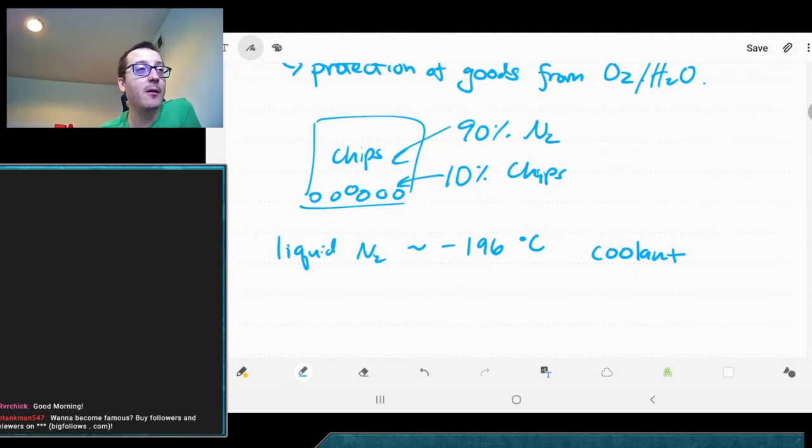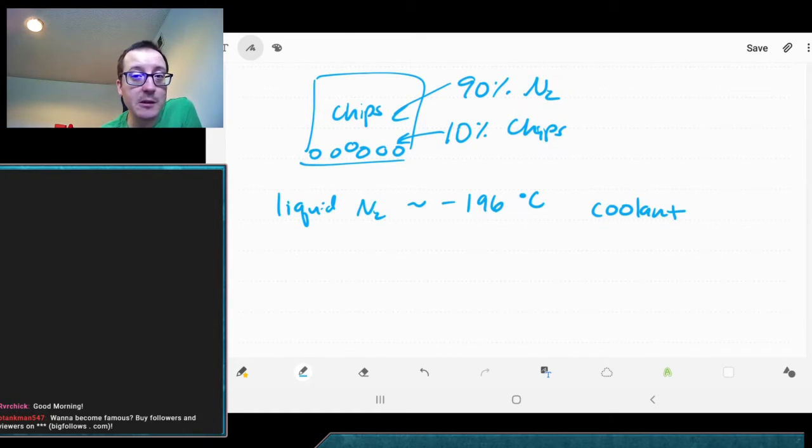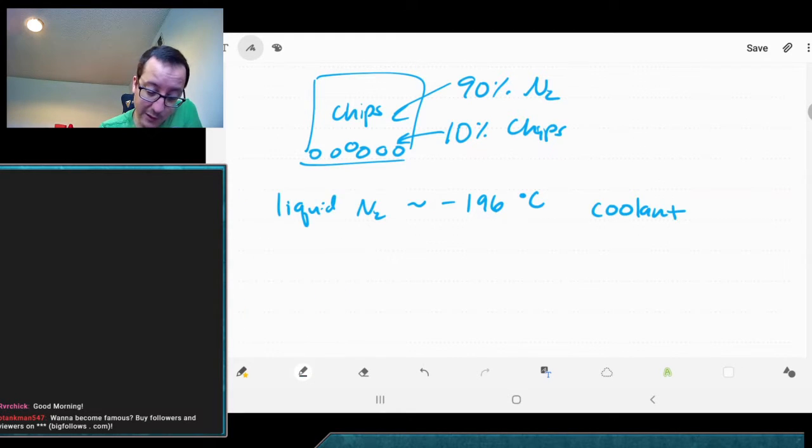So it's a very strong coolant. We can use it for magnets and that sort of thing. We can, of course, use it to make ice cream for interested parties. So you can use it as a coolant. It's much easier to acquire than liquid helium. Because nitrogen is 78% of the air, we're breathing in tons of nitrogen all the time. We can get it by distilling liquefied air.